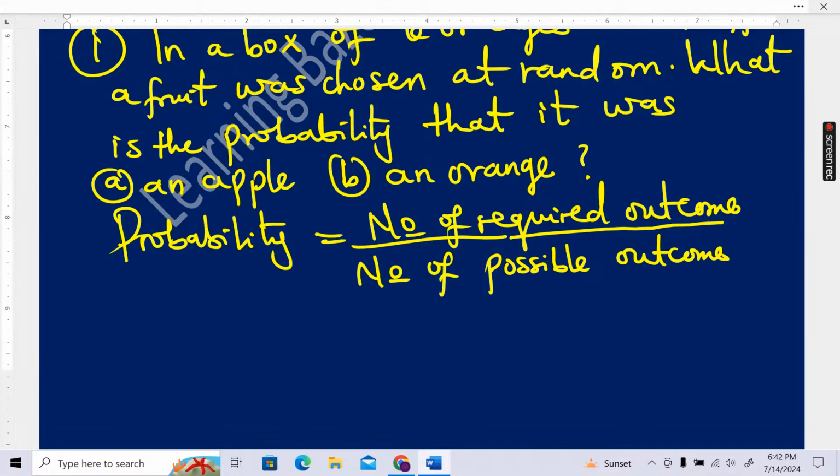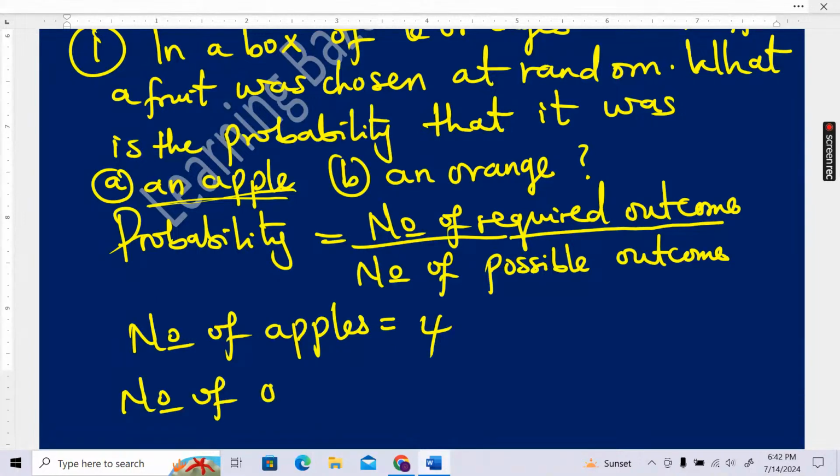Now, for example, the example given to us here is asking what's the probability of the chosen apple. What is the probability that it was an apple? So the formula is number of required outcome. The required outcome is apple. Now, the first thing you need to do is to find the number of apples. The number of apples is equal to 4. The number of oranges equals 6.